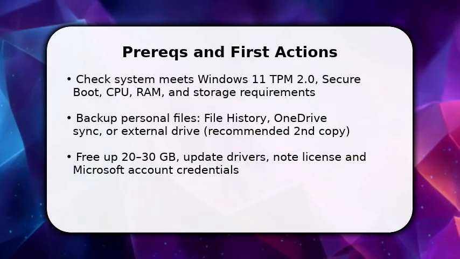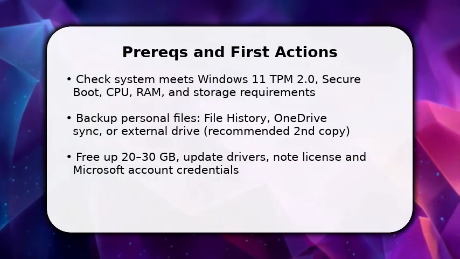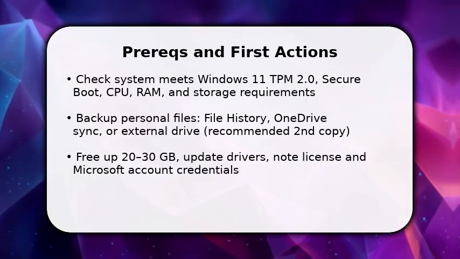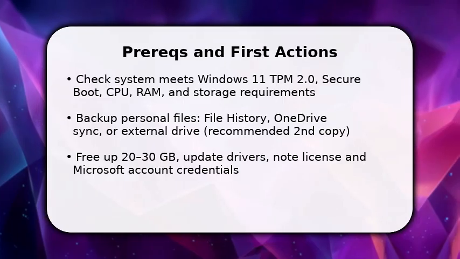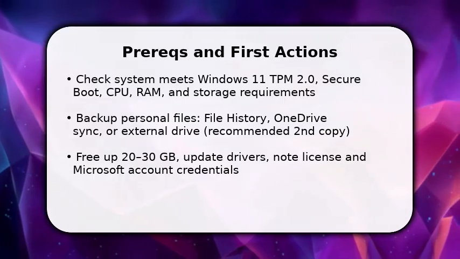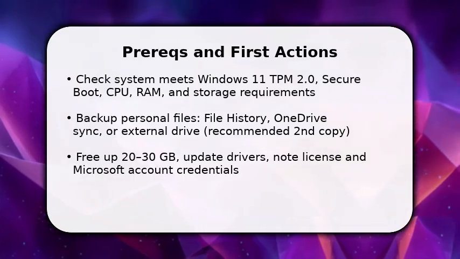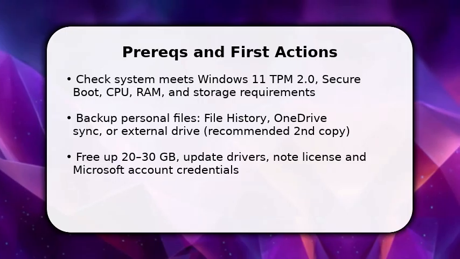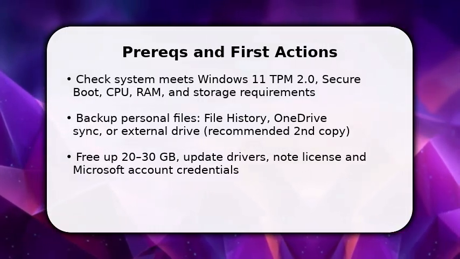You start by confirming the hardware and account basics. TPM 2.0, Secure Boot, required CPU and available disk space. Next, create a current backup using OneDrive or an external drive so you can restore files if needed. Once done, sign into your Microsoft account and verify your Windows 10 activation state. This ensures a smooth license transfer.